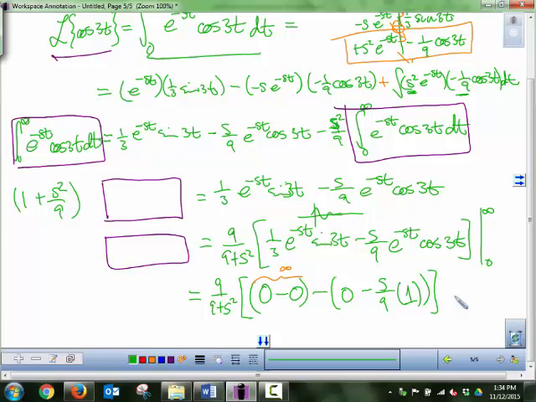All right, we did it. This becomes a positive. Negative and negative becomes a positive. It looks like my 9s will cancel, and then I just have an s in the numerator and a 9 plus s squared in the denominator.